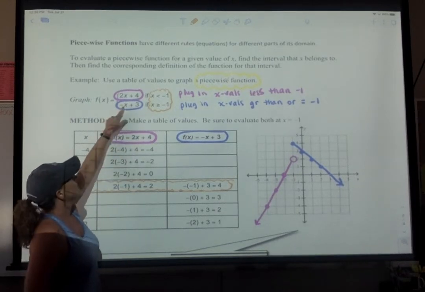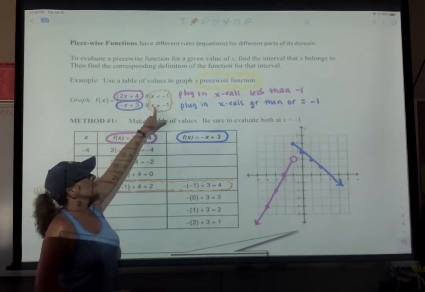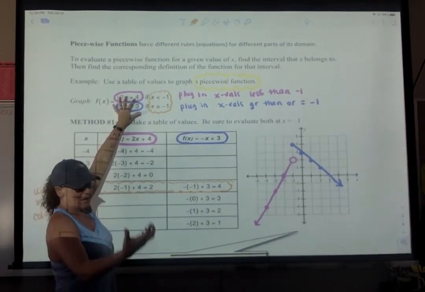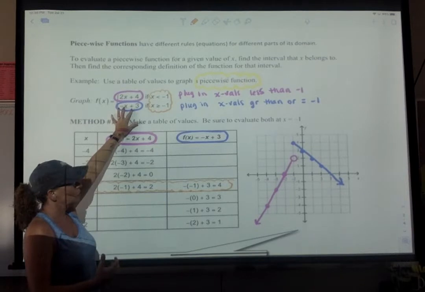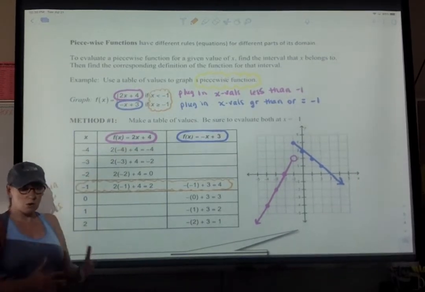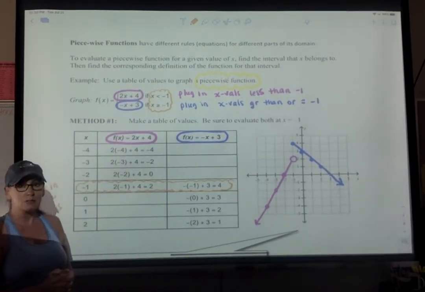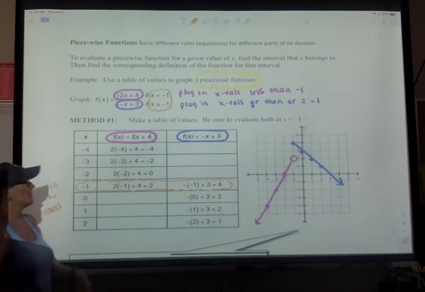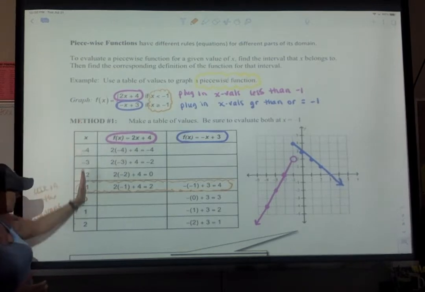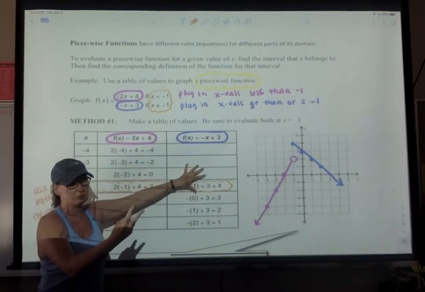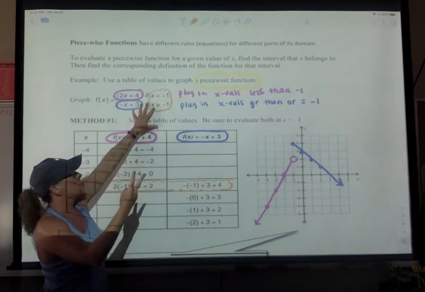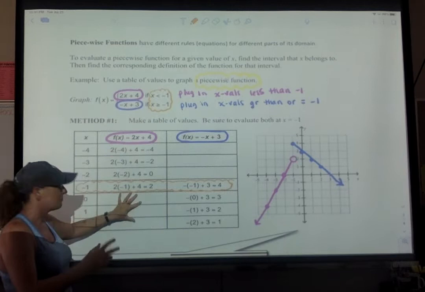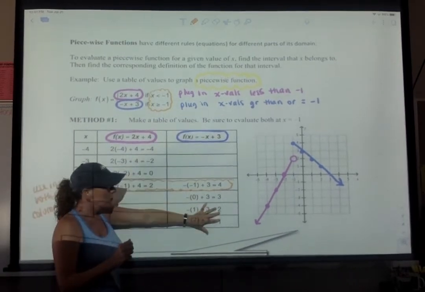However, y is equal to this piece when x is greater than or equal to negative 1. So I've color-coded them. I've made one piece pink and one piece blue. The way that I want you to do this is make an XY table. Now, this looks kind of like a confusing XY table because I've got my X column here, but I've got two Y columns. Why do I have two Y columns? Because my piecewise function has two pieces. So I've got a column for the pink piece, and I've got a column for the blue piece.